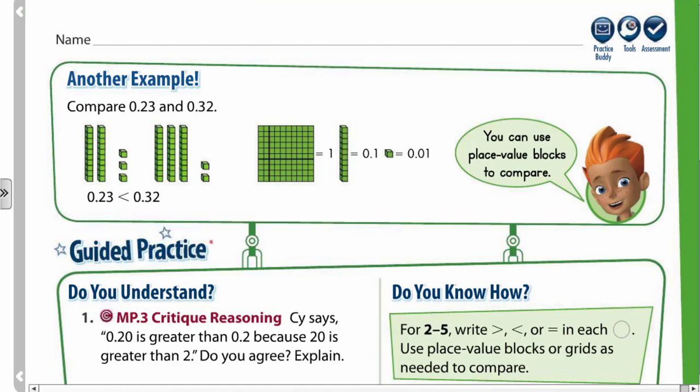We have here another example. In this example, we need to compare 0.23, or to read it correctly, 23 hundredths. The other one is 32 hundredths. And for this one, we are using place value blocks. So 2 tenths means how many hundredths? 10 and 10 hundredths. The whole grid is 100.